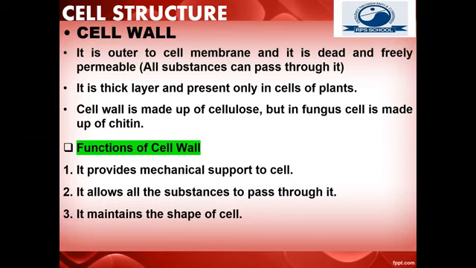It is made up of cellulose, hemicellulose, and pectin. It is present exclusively in plant cells. It protects the cell membrane and other cellular components. Functions of cell wall. It provides mechanical support to the cell. It allows all the substances to pass through it, and it maintains the shape of the cell.